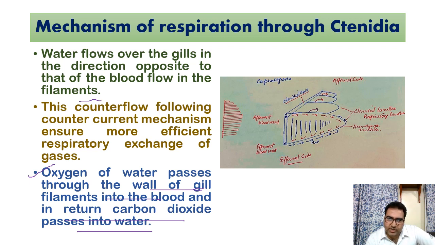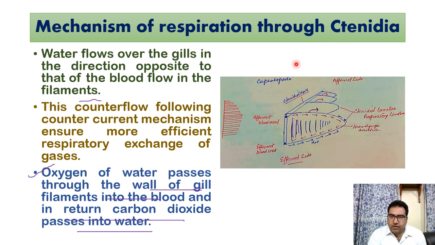Now again, what you are seeing here, I have tried to show you some of the creases with the help of this highlighter. These are the creases on the Ctenidia. This crease on the Ctenidia helps to increase the surface area of the gills.